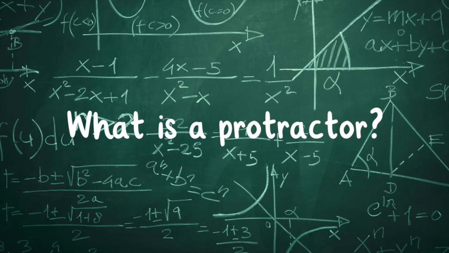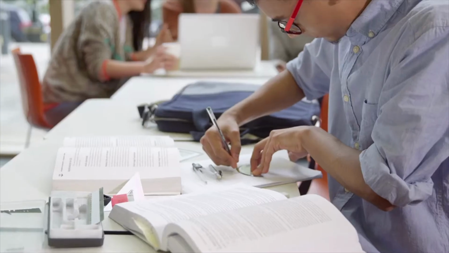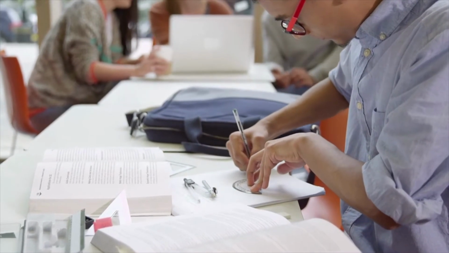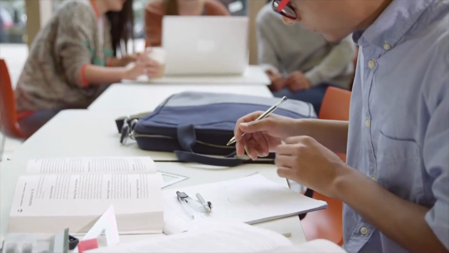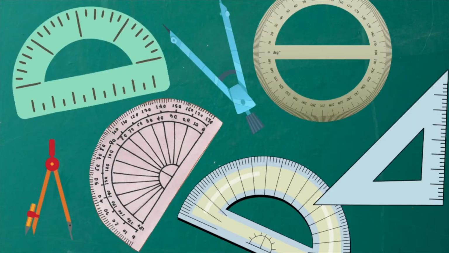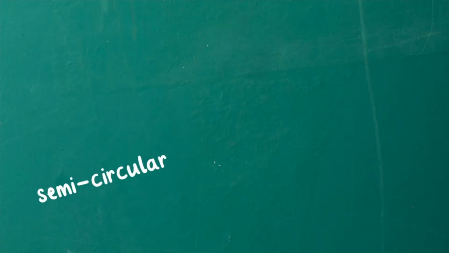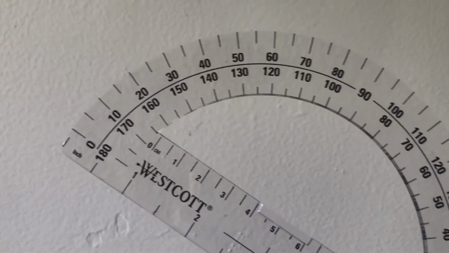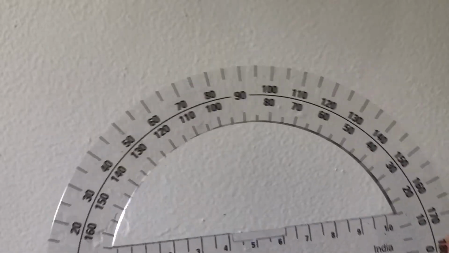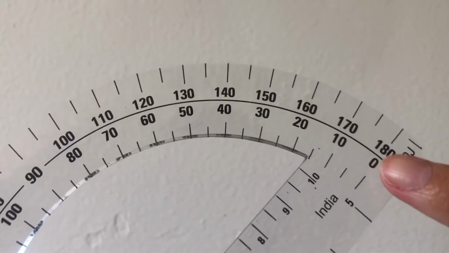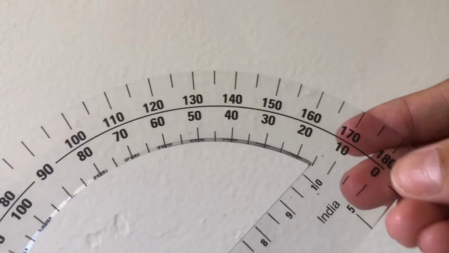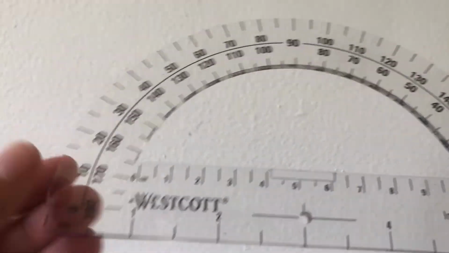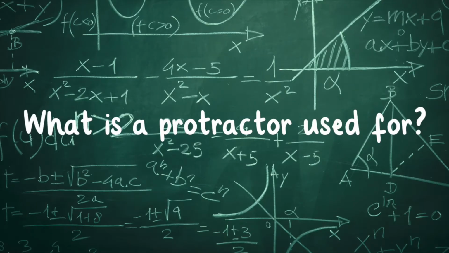What is a protractor? A protractor is a handy tool used to measure and draw angles. There are different types, but the most popular ones are the semicircle and circular protractors. They often have two sets of numbers going in opposite directions, 0 to 180 degrees and 180 degrees to 0 degrees.